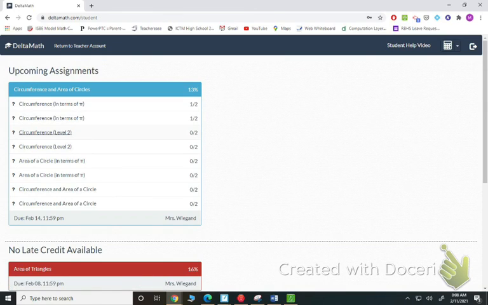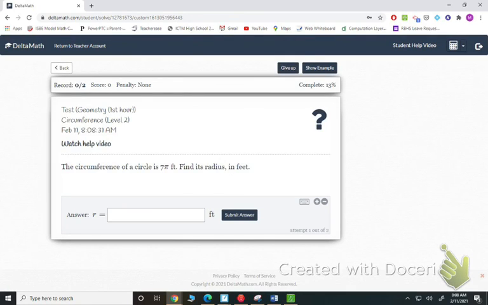Okay, next, we're going to do a different type of circumference problem. We're going to do circumference level 2. This time, they're going to give us the circumference and we want to work backwards. So again, the circumference is, it tells us in this problem, 7 pi, and we want to find the radius. If circumference is 2 pi times the radius, I'm going to plug in 7 pi for circumference.